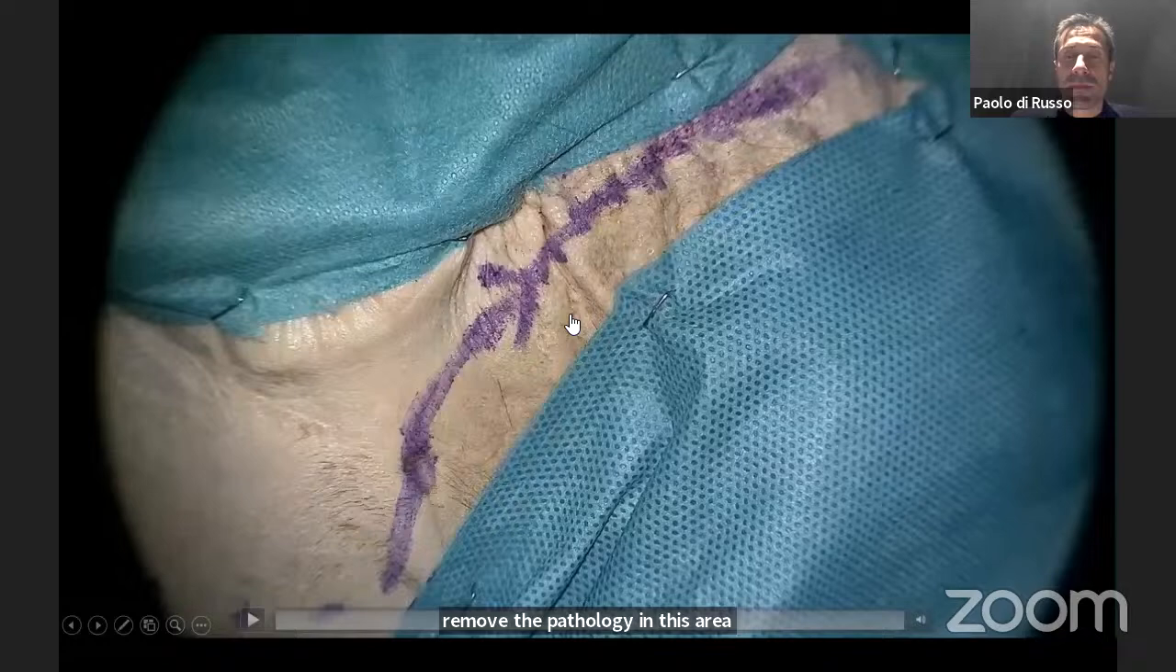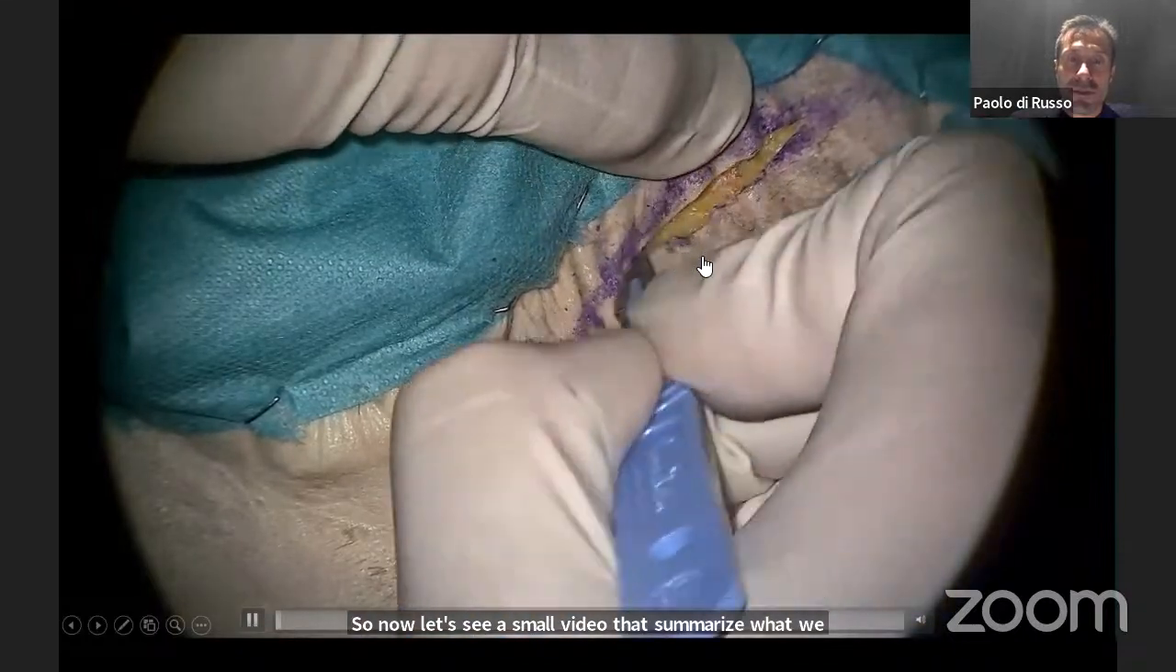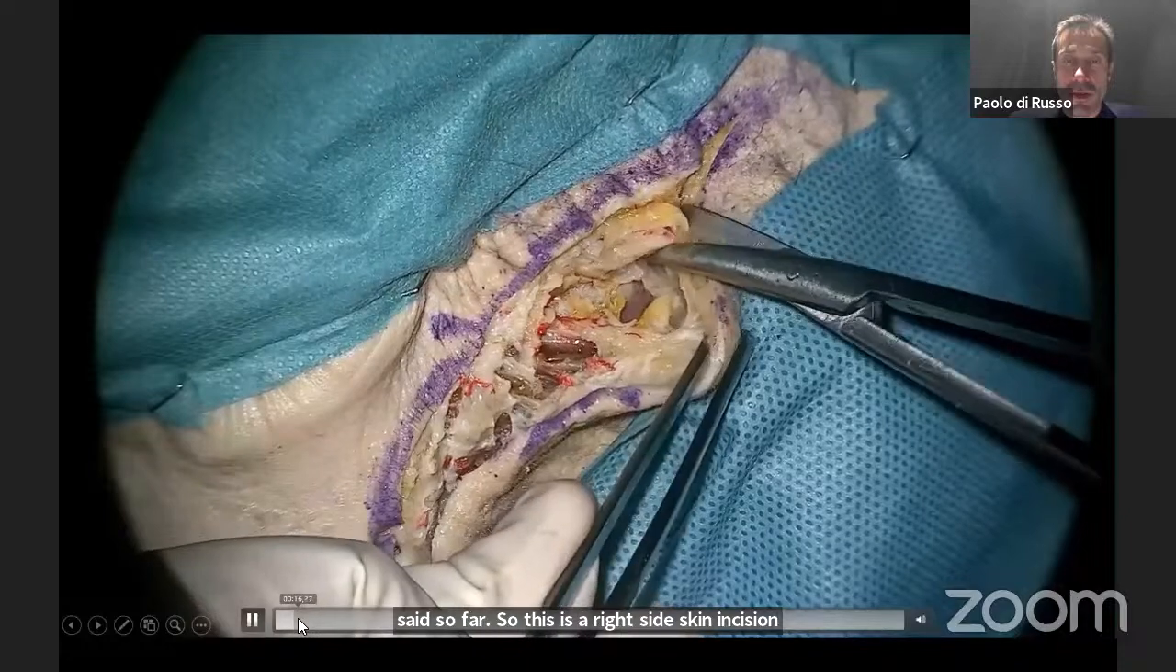So now let's see a small video that summarizes what we said so far. This is a right side skin incision starting from the neck. I will go a little bit faster, otherwise we don't have time.